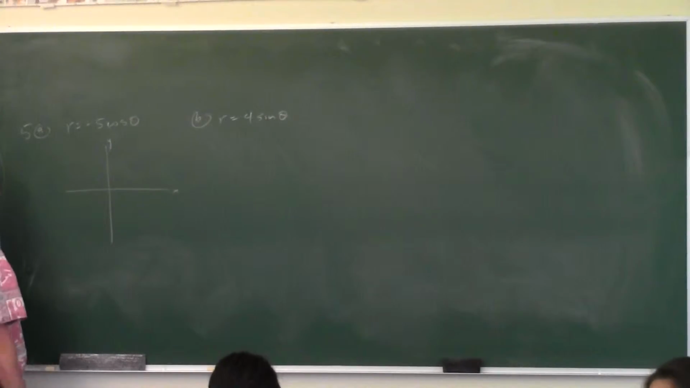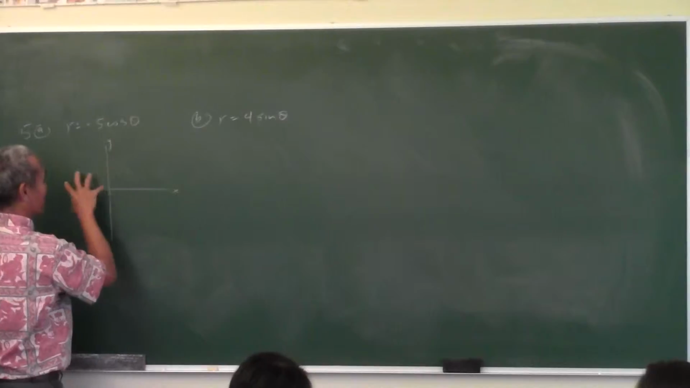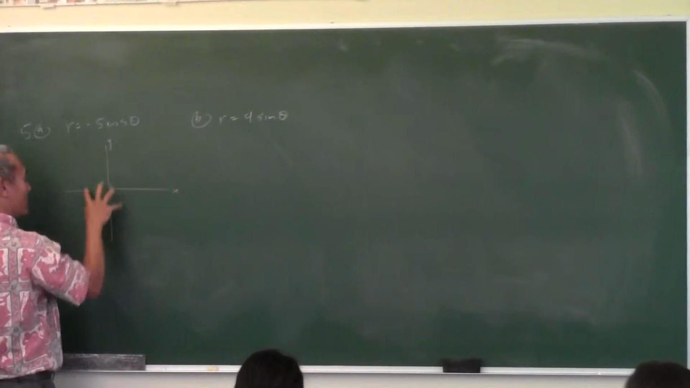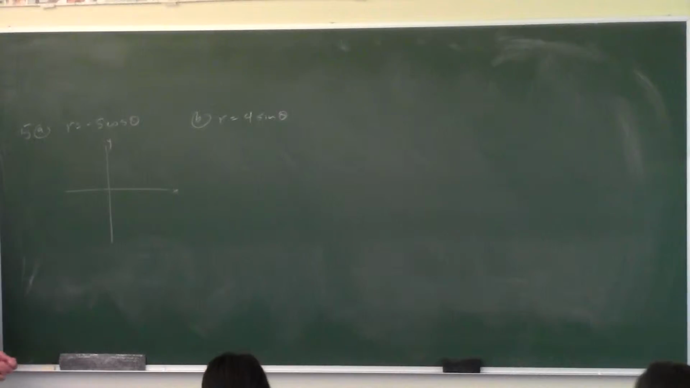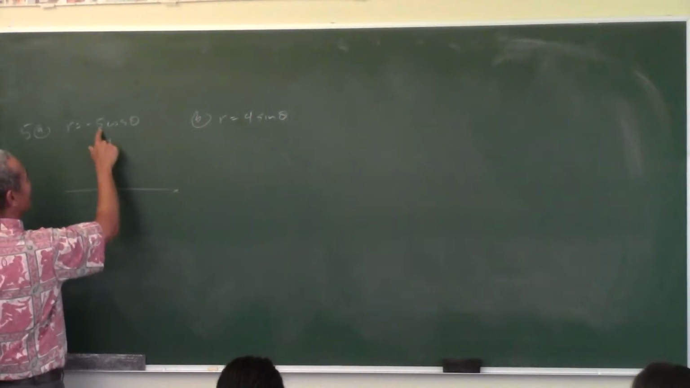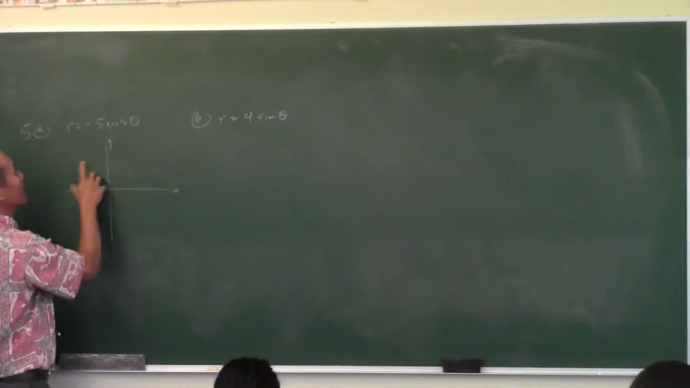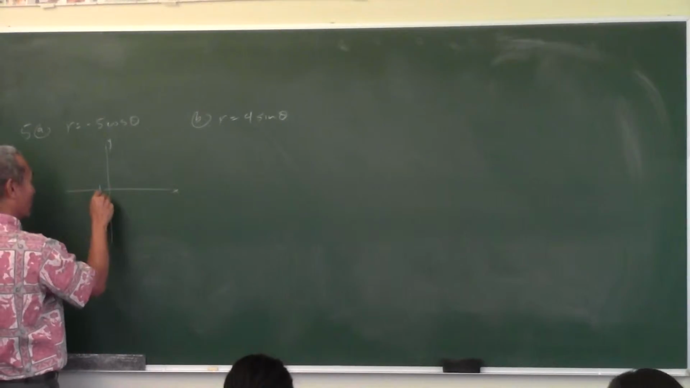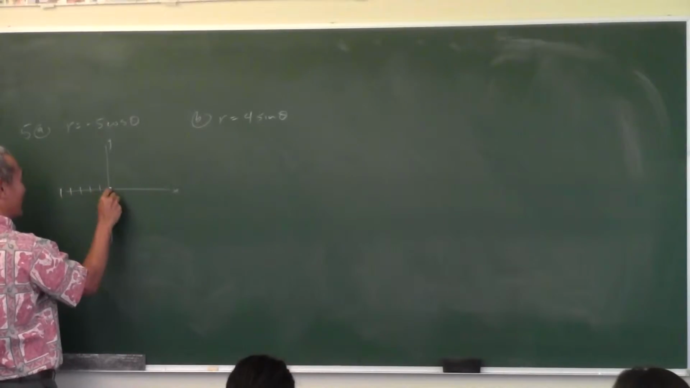The cosine one is either here or here. The sine one is either up or down. Simple. So the first one is a cosine one. So if this number is positive, it's here. If this number is negative, it's here. So it's going to be here. Diameter 5. Look, 1, 2, 3, 4, 5, and then you just go.